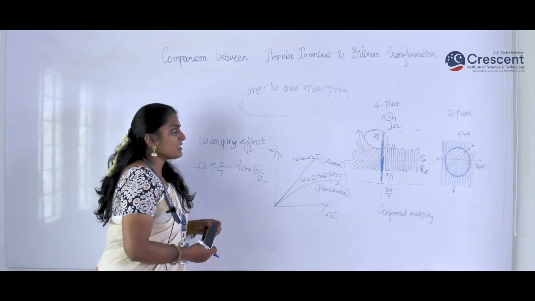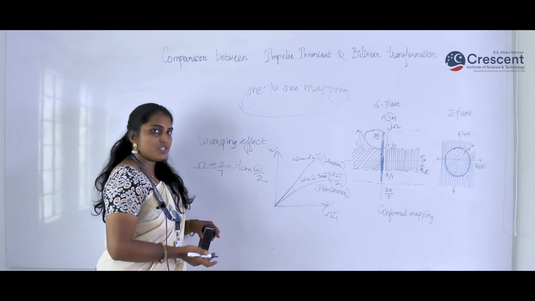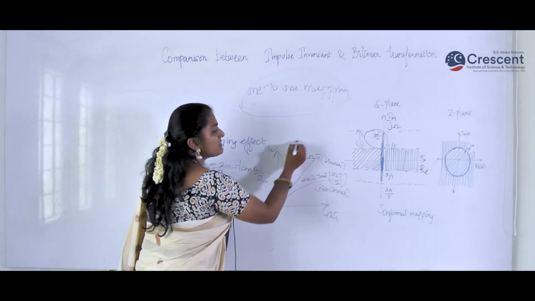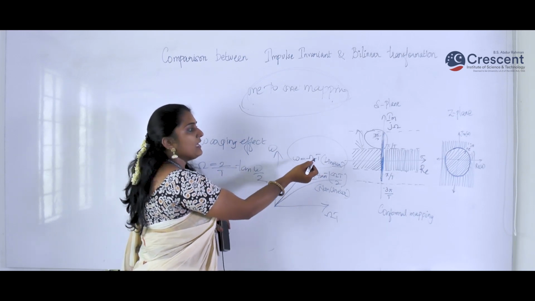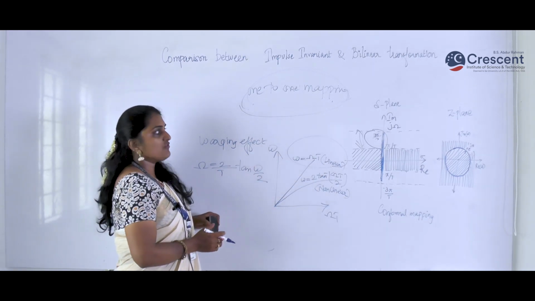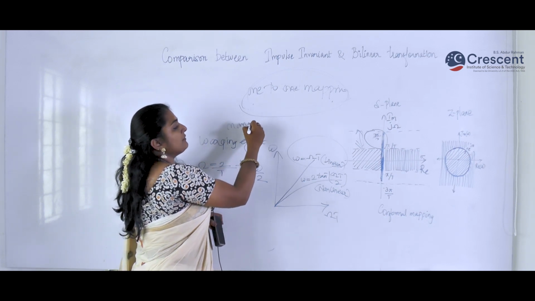Now a short description about both the transformations. The advantage of the impulse invariant transformation is the linear response, that is, the relation between the analog frequency and the digital frequency is linear, but the drawback of the impulse invariant transformation is the aliasing effect, that is, many to one mapping.